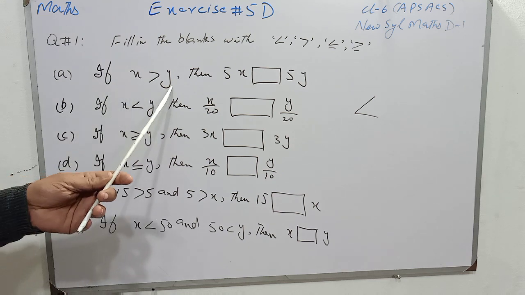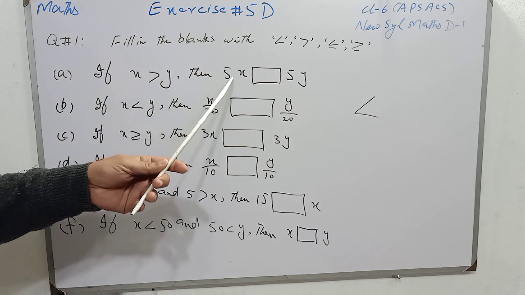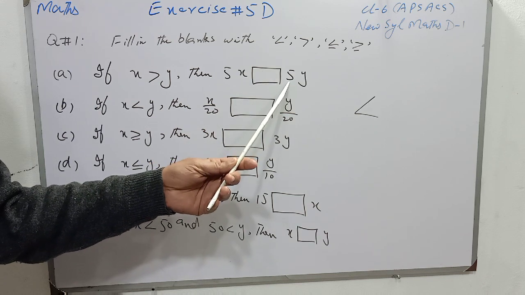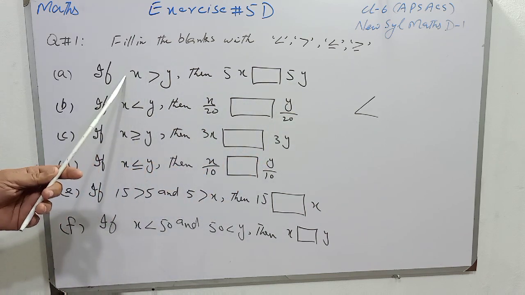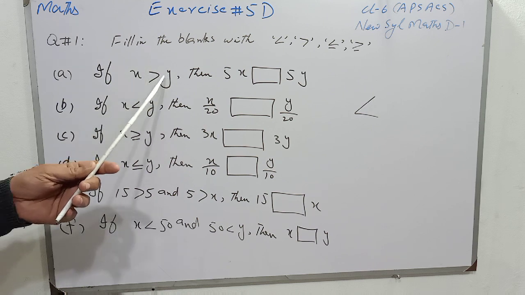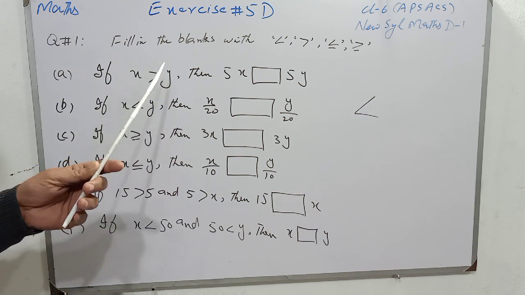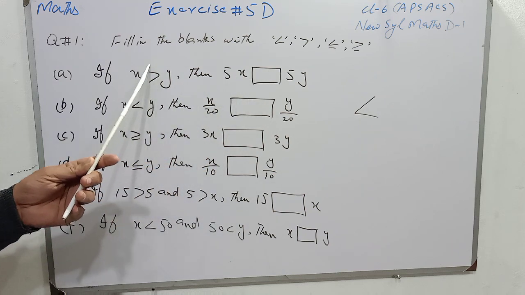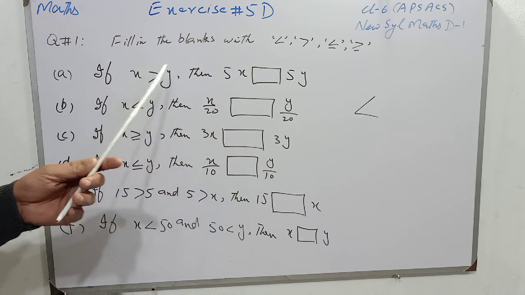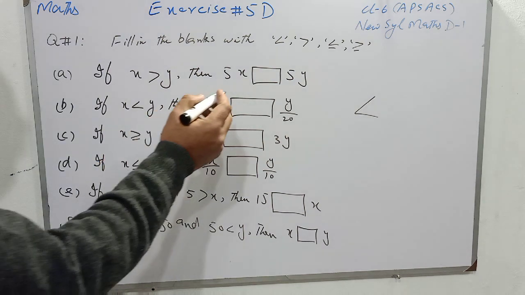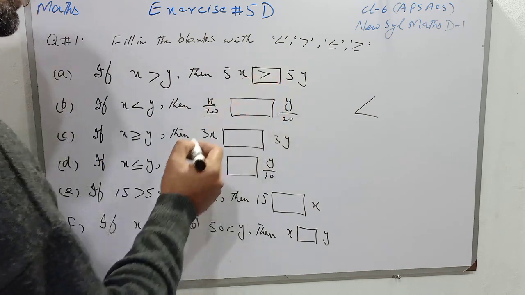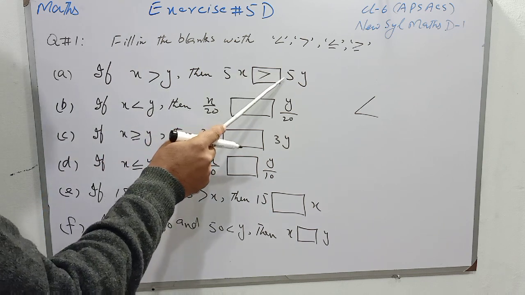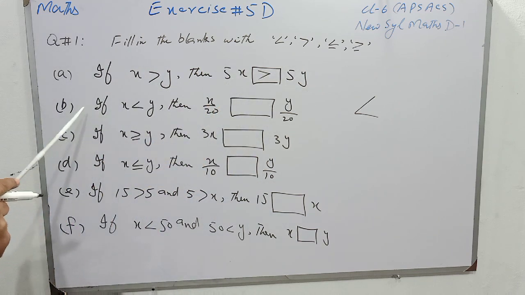If x is greater than y, then 5x blank 5y. So students, when we multiply both sides of an inequality with a positive number, then we need not change the direction of the sign. So in this blank, the greater than sign will be used. If x is greater than y, then 5x will be greater than 5y.